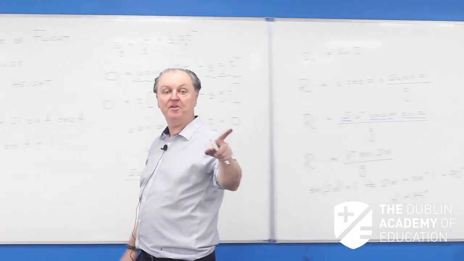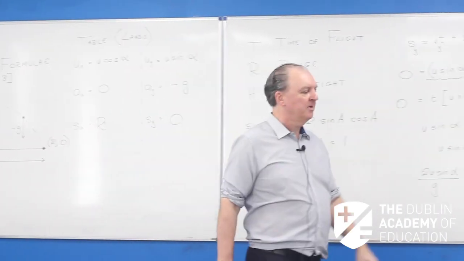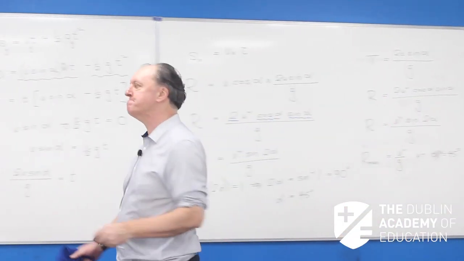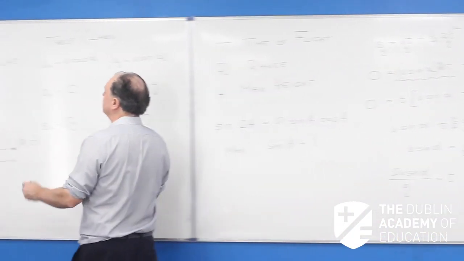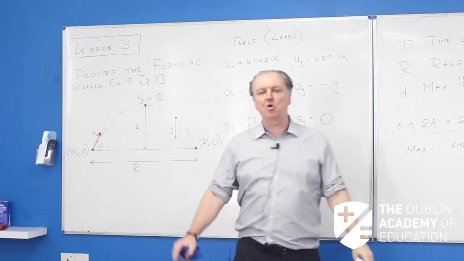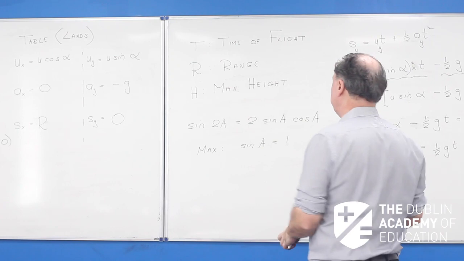Now, one more formula to go. And that's the maximum height. Well, we had this in a problem earlier, didn't we? The maximum height is when Vy is equal to 0. It's no longer moving up or down, so its velocity in the y direction has to be 0.